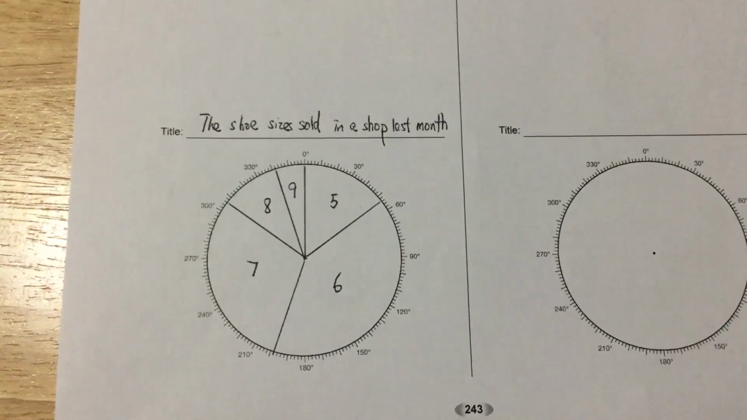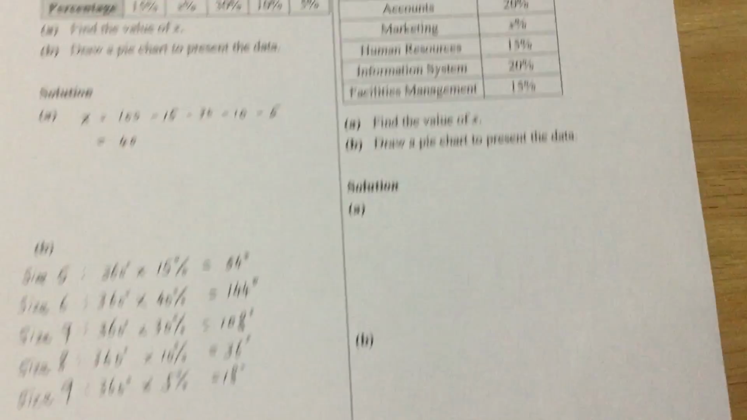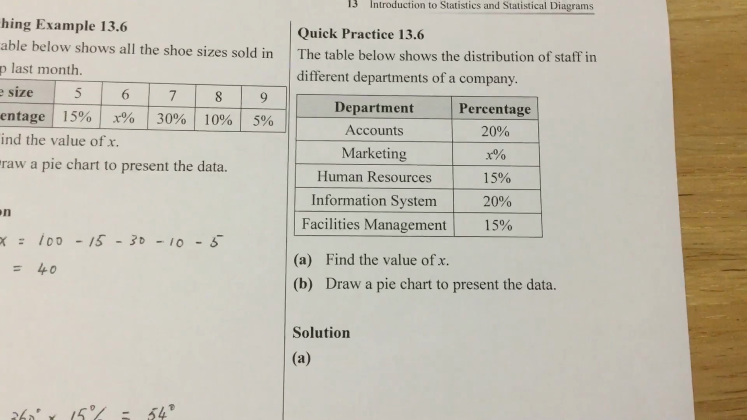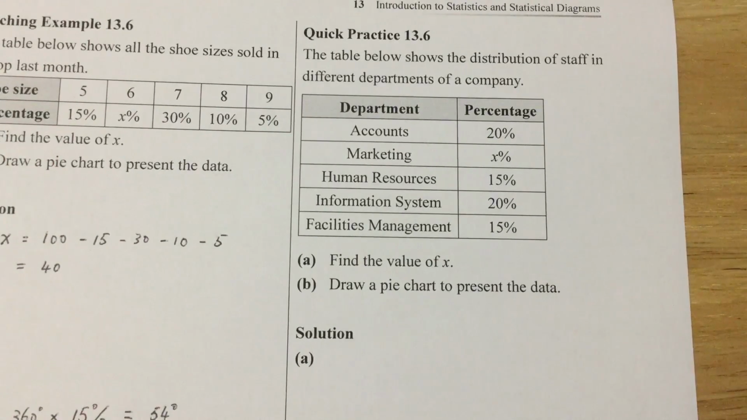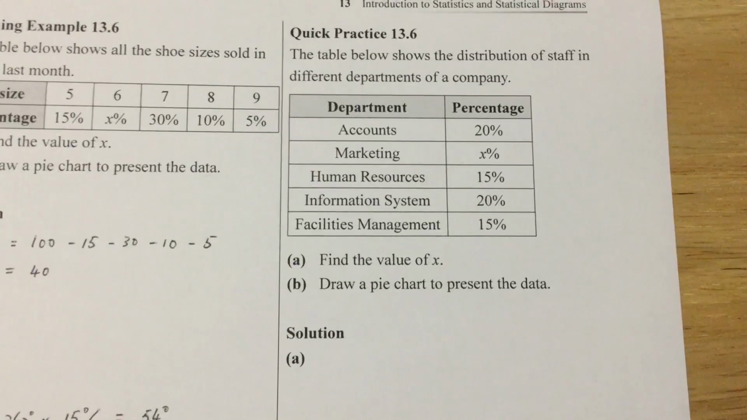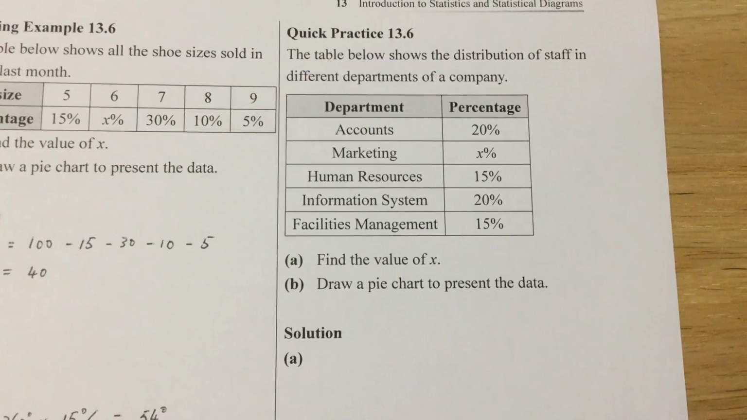Now you are going to do quick practice 13.6. You are going to do this before you go to the next example. First of all, pause the video. You can look at these questions, find the value of x, and draw the pie chart to present the data. Make sure that you know the answer. After that, I will present the answer in 5 seconds. So make sure that you pause the video now.